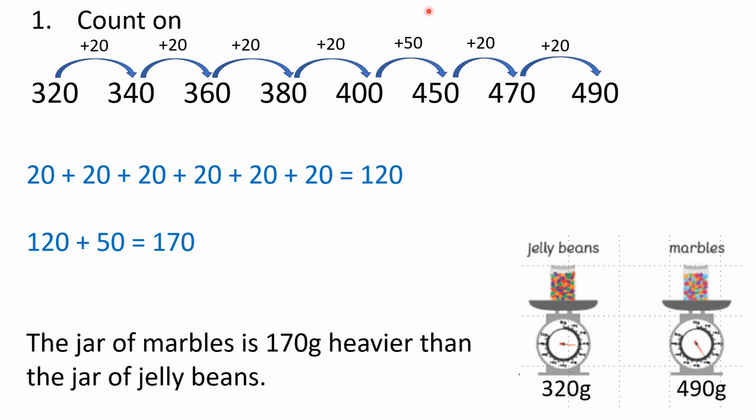Then I added that final jump of 50. I must not forget to add that 50. So I then did 120 add 50, which gave me a total of 170 as my difference altogether. So now I can say that the jar of marbles is 170 grams heavier than the jar of jelly beans. And there we have it. That's the first way we can find the difference between the two.